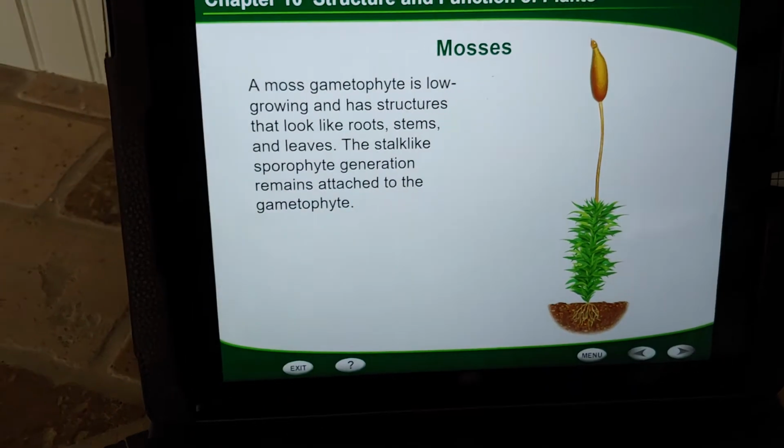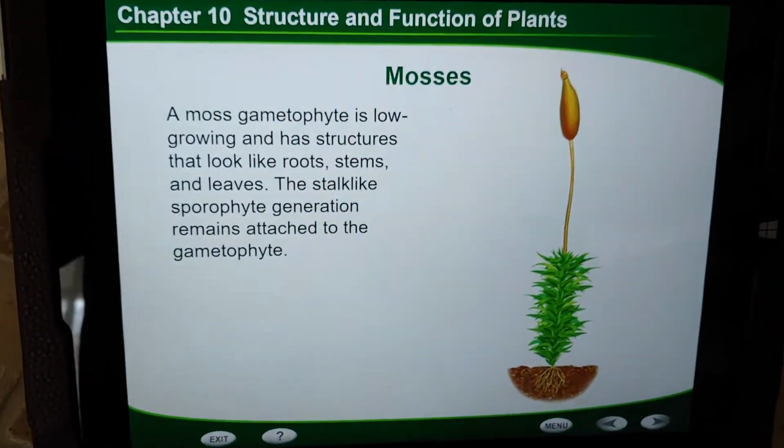Let's go to the first one, mosses. A moss gametophyte is low growing.